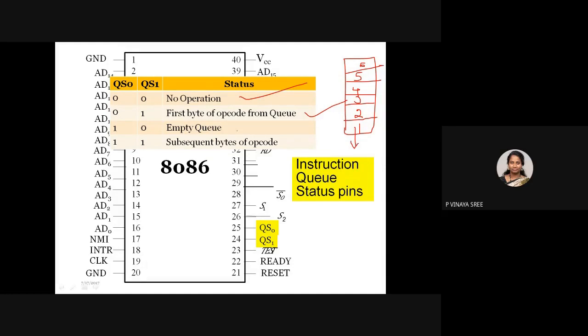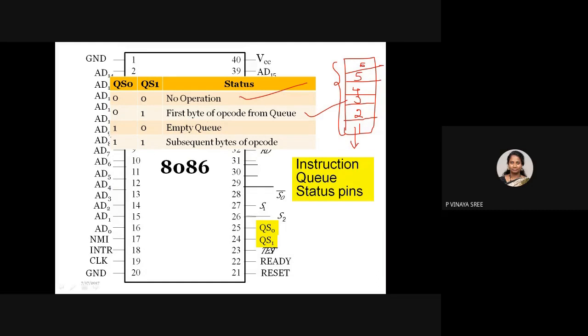If it is 1 0, it means an empty queue. Can anyone tell me in which situation you will be getting an empty queue? Yes, when there is a conditional or unconditional jump or a subroutine function call, then whatever we fetched in advance has to be cleared, and in such a case it shows as an empty queue.